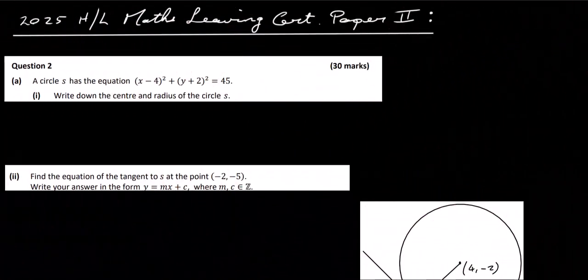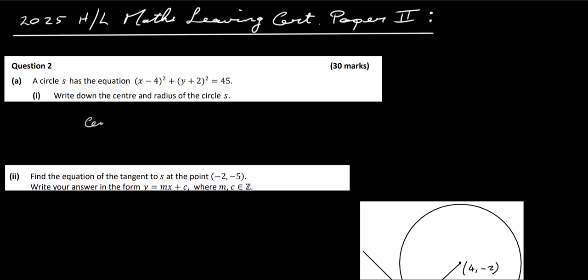Okay, this is question 2A1 from 2025 Higher Level Maths Leaving Cert Paper 2. The circle S has equation (x − 4)² + (y − 2)² = 45. Write down the center and the radius of the circle. Okay, so straightforward question to start with.